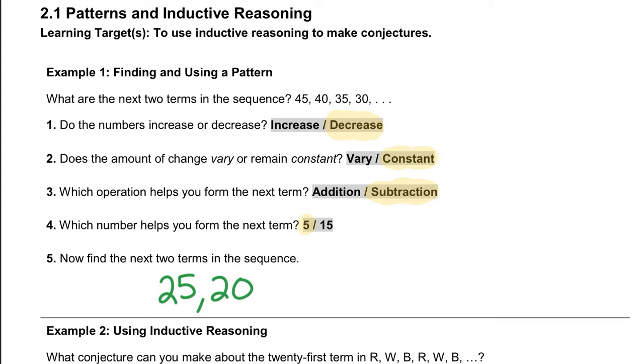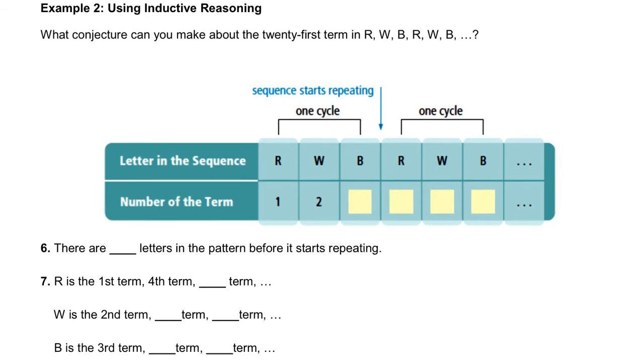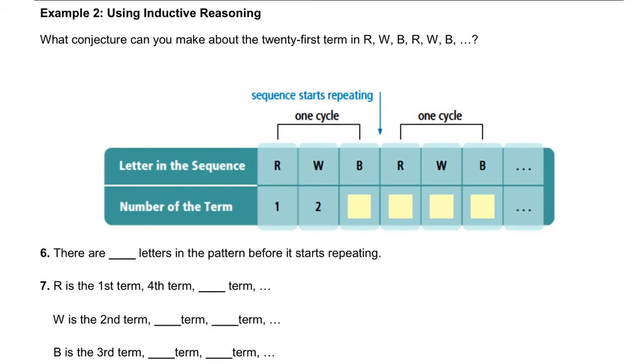So that example just had us use inductive reasoning to extend a pattern. And we're going to do the same thing in example 2, except in this example, we're not using numbers. We're using letters in a pattern. So it asks, what conjecture can you make about the 21st term?